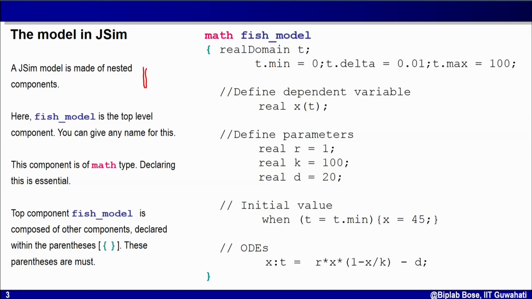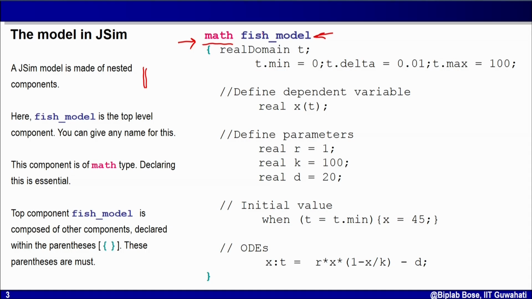One nested into another. So in this model, the main component is fish model. It is the name of my model that I have given. You could give any other name. Now each component of a JSim model has a particular type. For example, the model that we are doing is a mathematical model and its name I have given as fish model. So I will denote it as math type as shown here. So you have to write math so that the JSim compiler can understand this is a mathematical model and it has to use all mathematical library functions that it has.